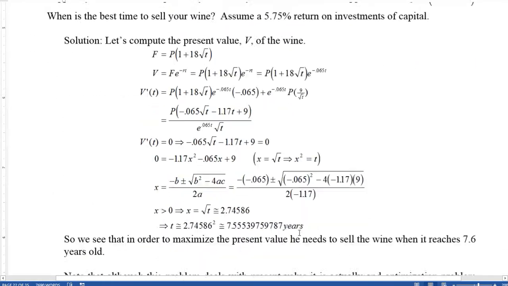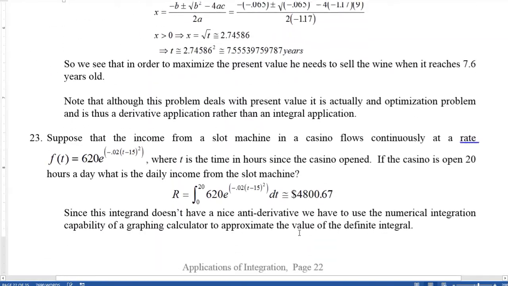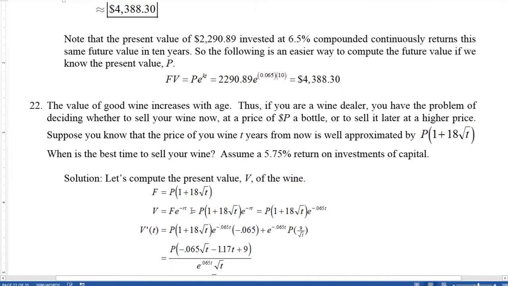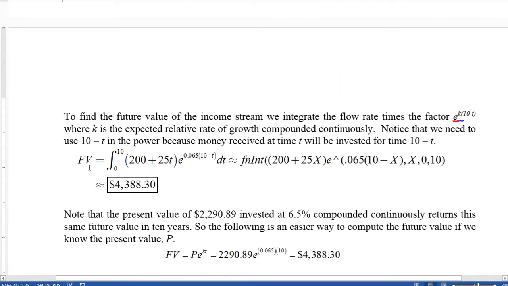Okay, let's do 2 more problems. Let's see here.